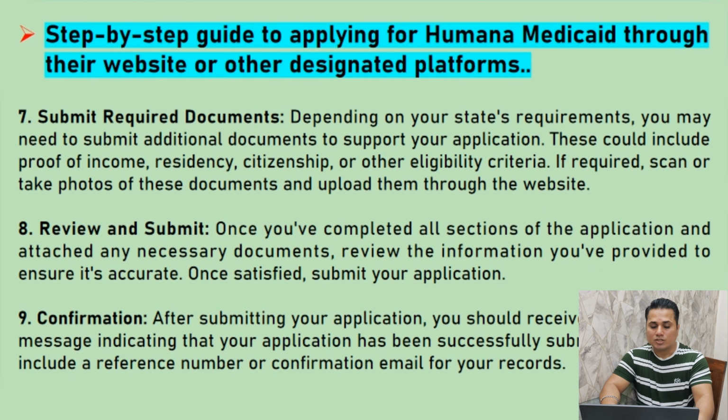Number seven, submit required documents. Depending on your state's requirements, you may need to submit additional documents to support your application. This could include proof of income, residency, citizenship, or other eligibility criteria. If required, scan or take photos of these documents and upload them through the website.